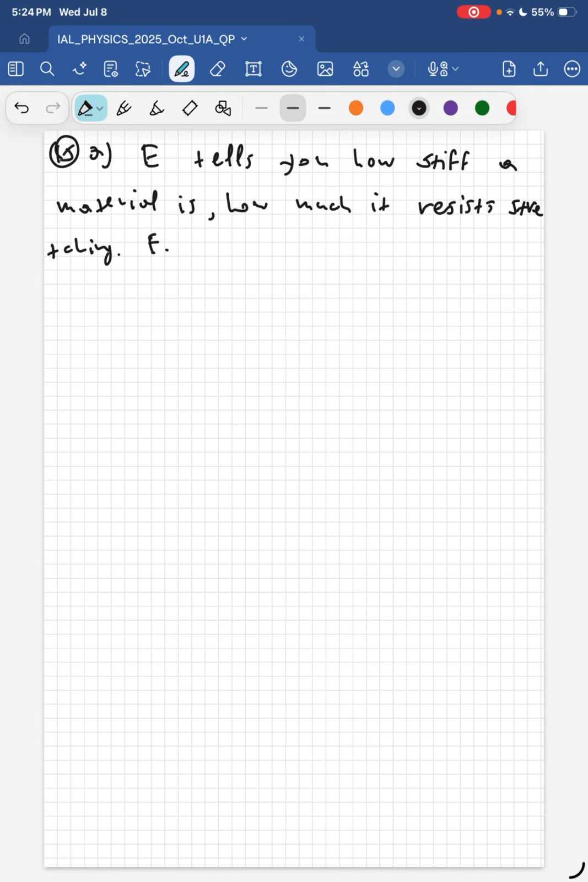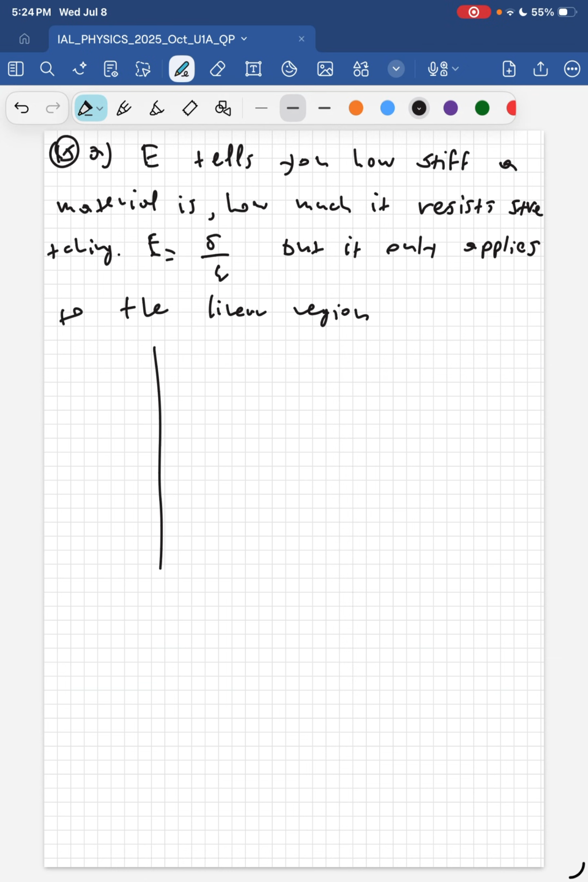Young's modulus is defined as stress over strain, but it only applies to the linear region. What I mean by that is that if you remember the stress versus strain graphs, they start out straight and then they become something else. So the Young modulus is only defined in the straight region that I circled there with red.